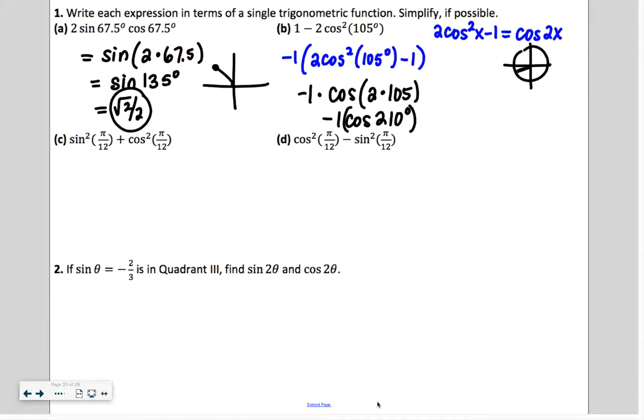Yeah, it's a little bit past 180, right? So the cosine of 210 is root 3 over 2. Well, negative root 3 over 2, actually. It's in the negative direction, right? So we get negative 1 times negative root 3 over 2. So our answer is root 3 over 2. So that was a tricky one.